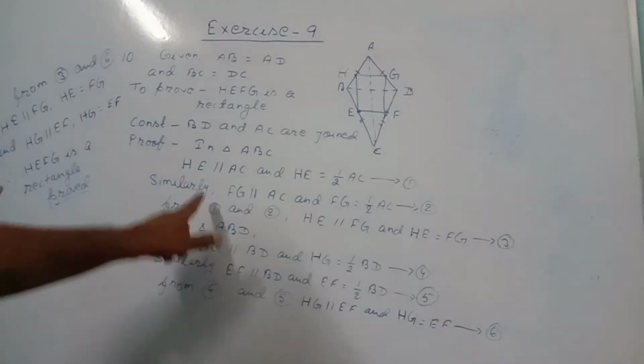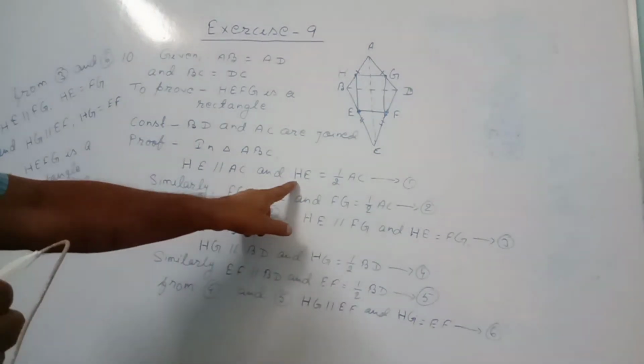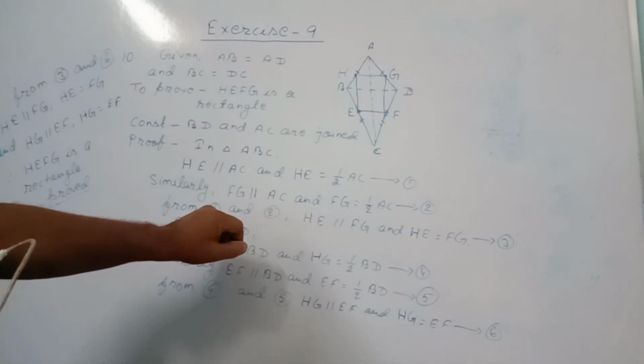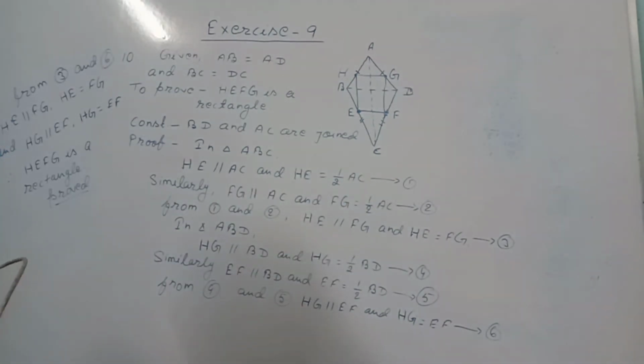Now I went in triangle ABC. In triangle ABC, HE is parallel to AC and HE will be equal to half of AC from the midpoint theorem. This is equation number 1. Similarly, FG is parallel to AC and FG will be half of AC. This is equation number 2. This is also from the midpoint theorem. Using equation number 1 and equation number 2, we get HE is parallel to FG and HE is equal to FG, equation number 3.